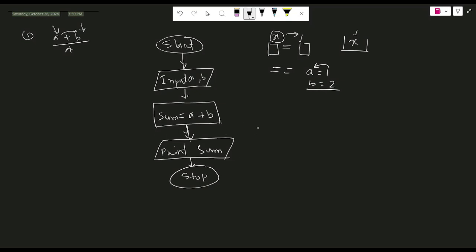Here two things are attached. When there is a question for a flowchart, they might ask for an algorithm also. So we will learn how to write an algorithm in the proper way. First of all, we will learn how to draw a flowchart.